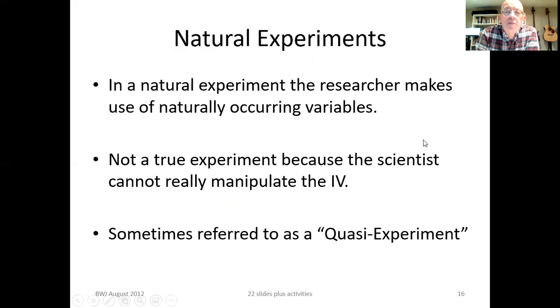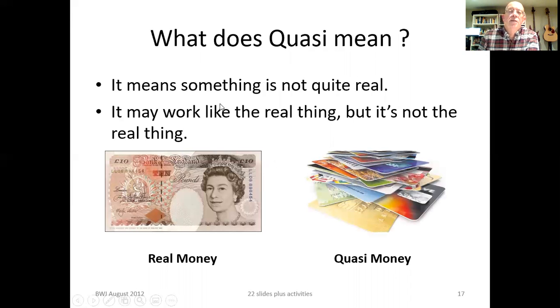So in the natural experiment, instead of manipulating a variable, the researcher makes use of the naturally occurring variables. So it's not a true experiment, because it's only a true experiment if the scientist is actually manipulating the IV. So that's why they're called quasi experiments, because they're almost experiments. There is a difference between two conditions, but it's not quite an experiment because the psychologist hasn't manipulated the independent variable. So it looks like a real experiment, but it's not quite. Okay.